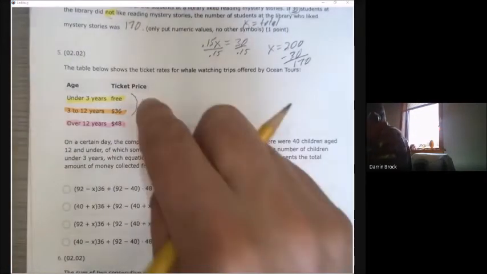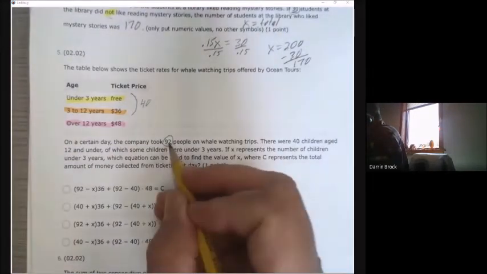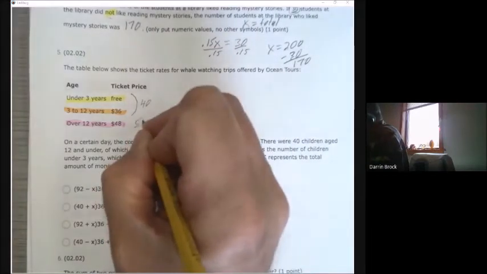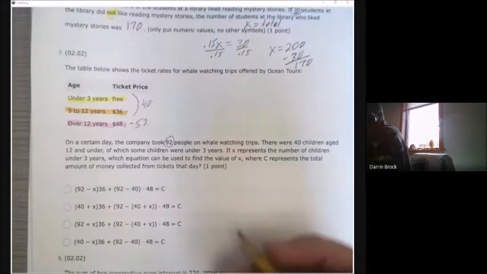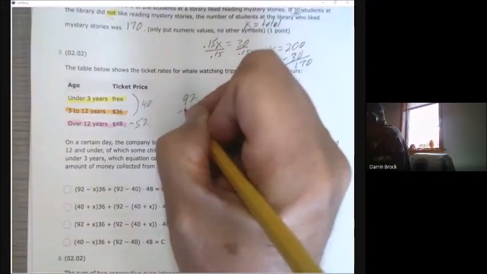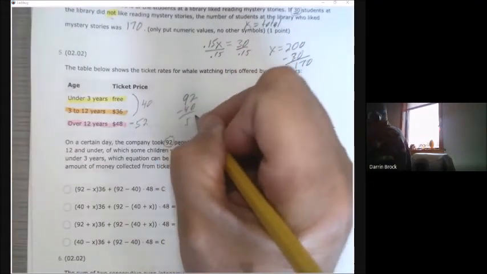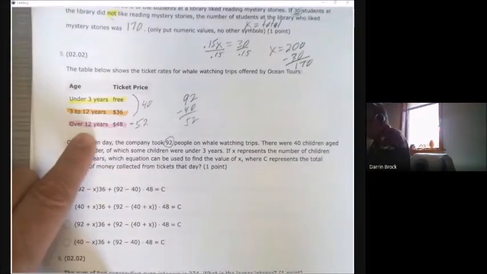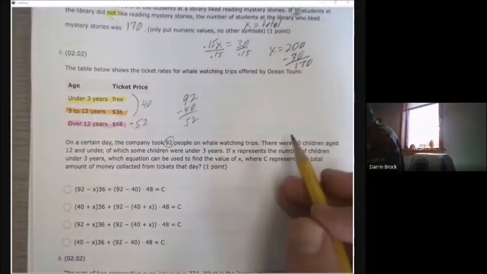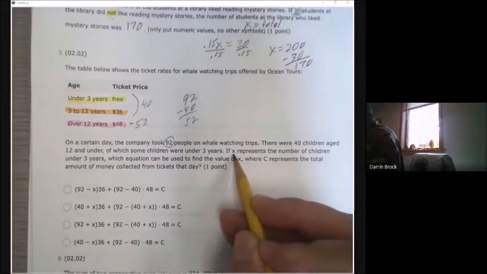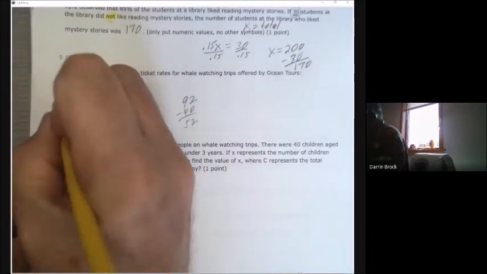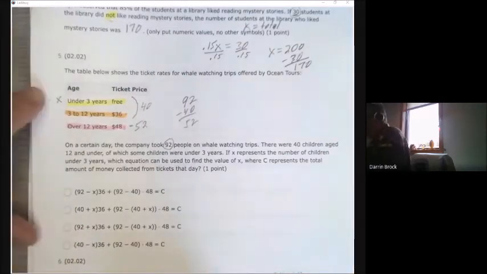So I'm trying to keep that organized. And we know there's 92 people total. So if there's 40 of them, they're children, that must mean there's 52 adults, right? Because 92 minus 40 children equals 52 adults there, or at least over 12, not necessarily adults, but at least over 12 years old. If x represents the number of children under 3 years, okay, so they were saying this is x. All right, x is going to be the children under 3 years.